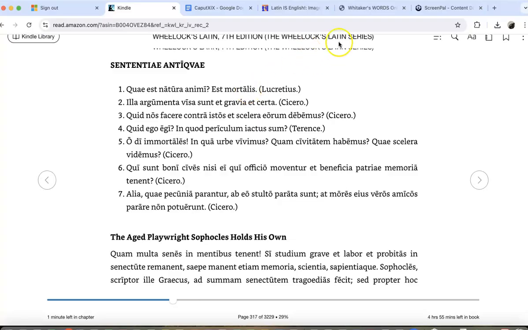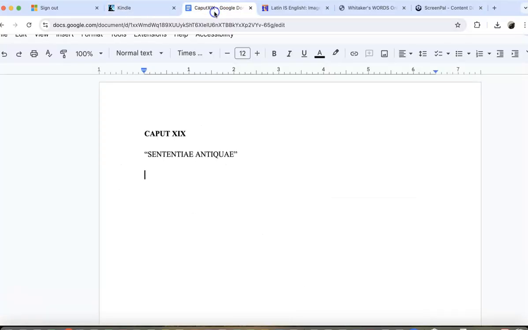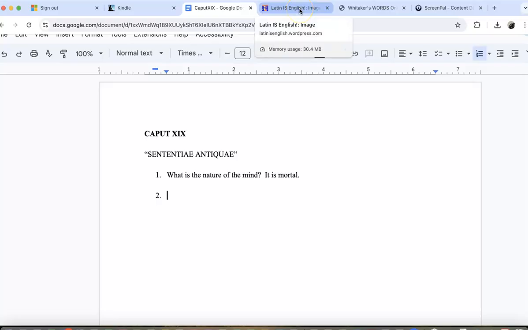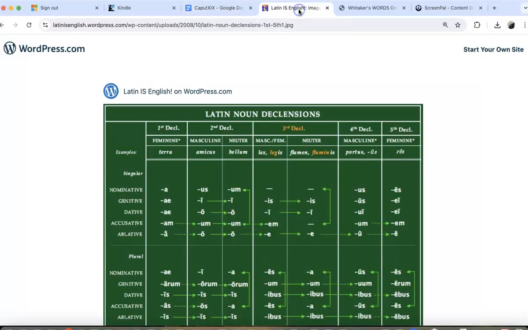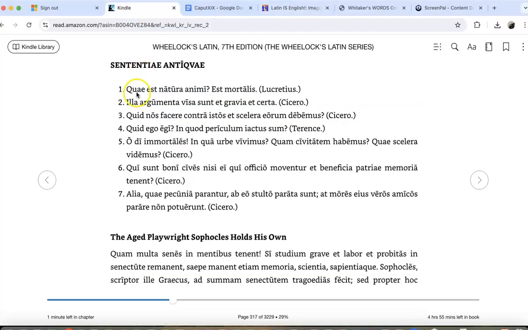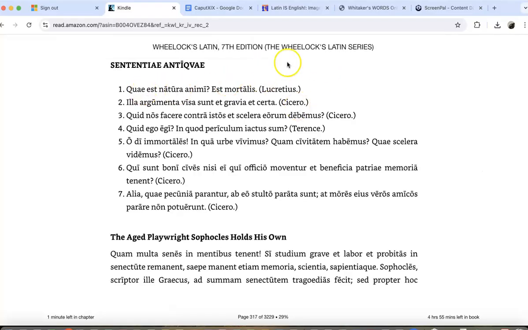It is mortal. So let me go ahead and write this down, and then I will explain the grammar in further detail. So let's go back and take a look at this in some further detail. So we explained earlier, quae is the interrogative pronoun.